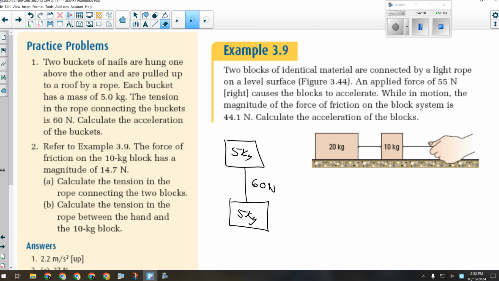But the acceleration of the buckets is the same. Agreed? If the acceleration is the same, I only need to calculate it for one of them. And I can't do that for the top bucket, but I can for the bottom bucket. What other force is acting on the bottom bucket? The force of gravity. Force of gravity is mass times the acceleration due to gravity. So 5 times 9.81, which is 49.05 newtons.